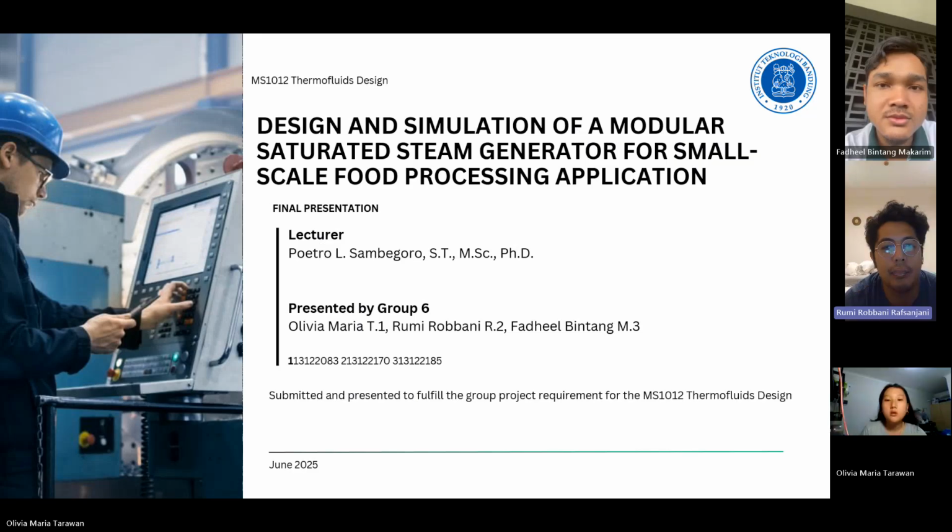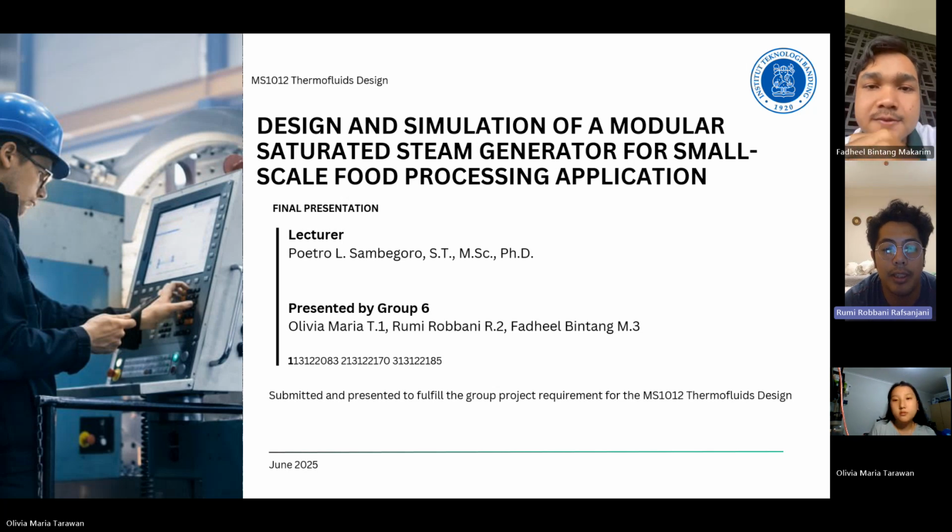I'm Rumi, and I'm here with Olivia and Fadheel for the presentation of our Thermofluid project. It is about the design and simulation of a modular saturated steam generator for small-scale food processing applications.